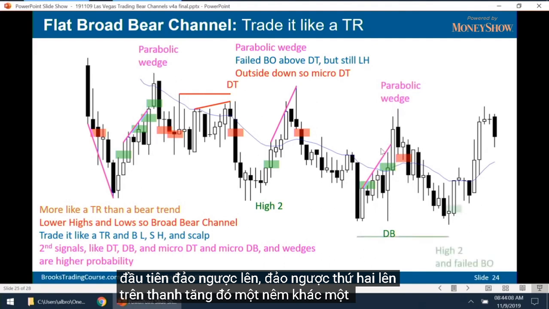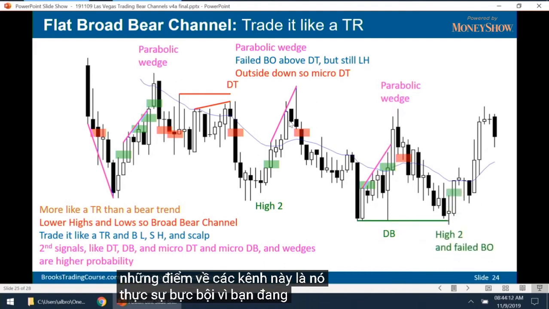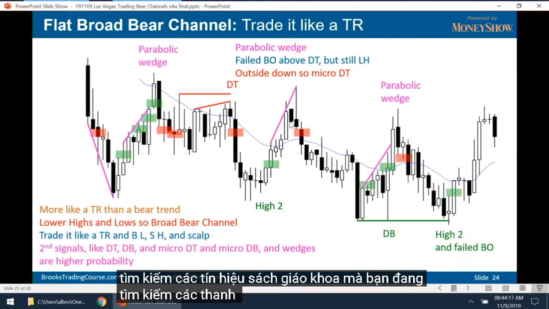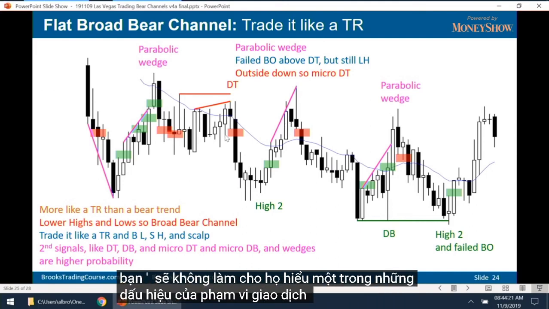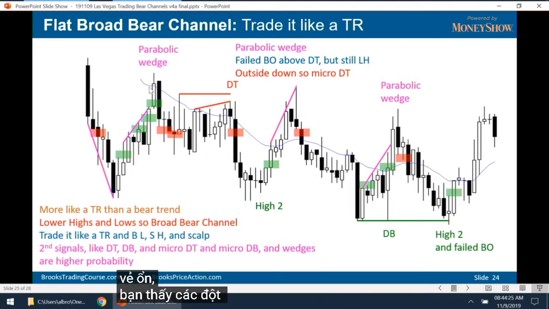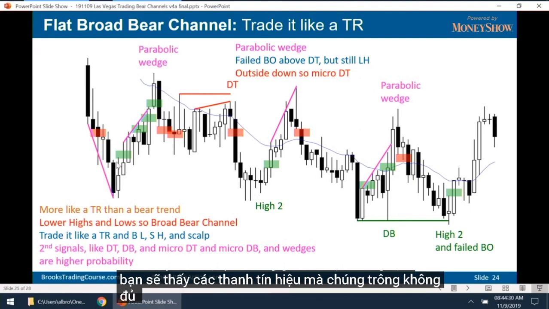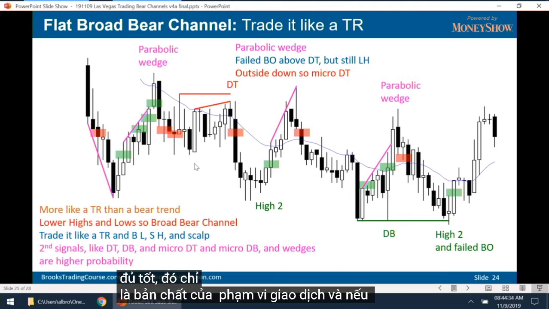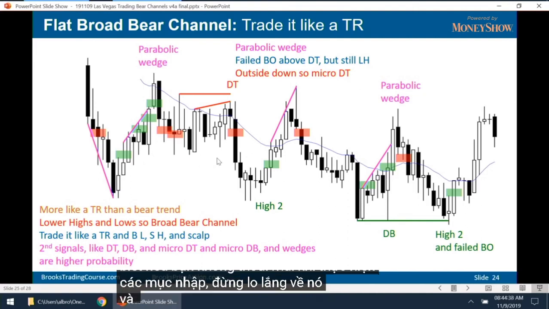Another wedge. One other point about these channels is it's really frustrating because you're looking for textbook signals. You're looking for really good signal bars. You're not going to get them. One of the hallmarks of a trading range is confusion, and that means nothing ever looks right. You see bull breakouts, they reverse down. You see signal bars that don't look quite good enough, right? That's just the nature of trading ranges. And if you're not comfortable taking the entries, don't worry about it, and just don't trade it.